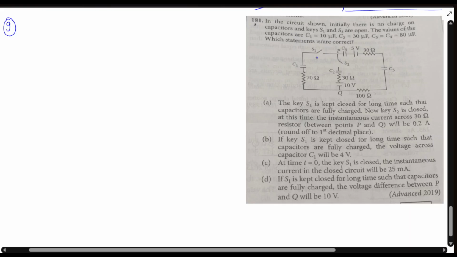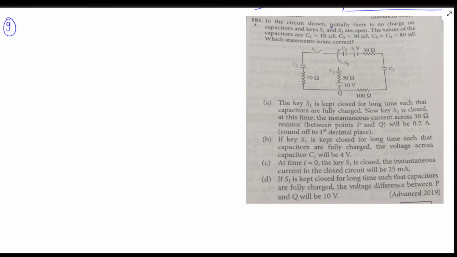So we have the situation, the circuit shown, initially there is no charge. S1 and S2 are open. Values of these are given. This statement is correct. So key S1 is kept closed for a long time, such that capacitors are fully charged. Now the key S2 is closed at a time. Instantaneous current across 30 ohm will be 0.2.